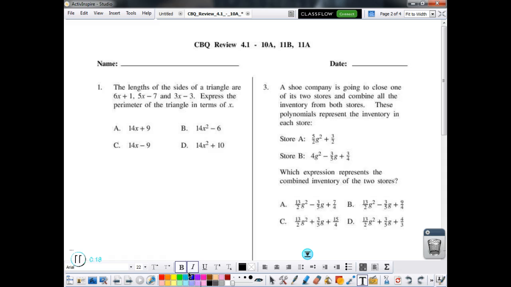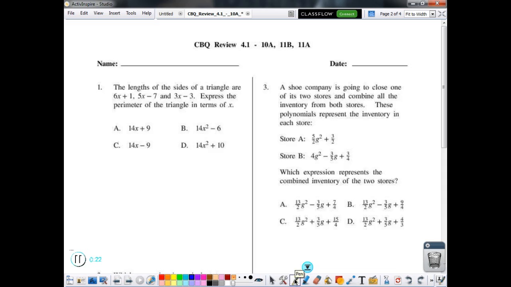So what they're saying is they have a triangle. There's a triangle, and the sides are 6x plus 1, 5x minus 7, and 3x minus 3. And they want you to find the perimeter. How do we find the perimeter of a shape? You add all the sides, right?